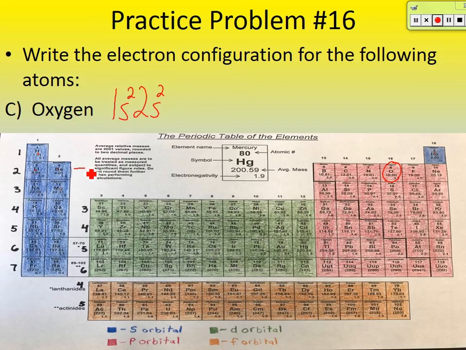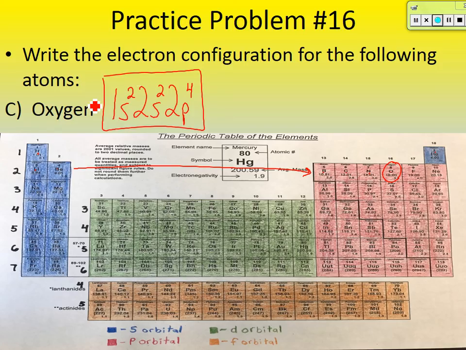Okay. Then we come across. We're still in the second energy level, so we need to put a 2 again. But now we're in the p orbitals. And if you count across 1, 2, 3, 4, we've got 4 electrons in the 2p orbitals. All right? And so if you've got that, you did it correct, because that is the electron configuration for oxygen.